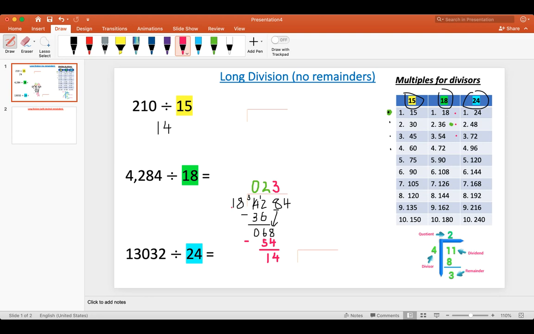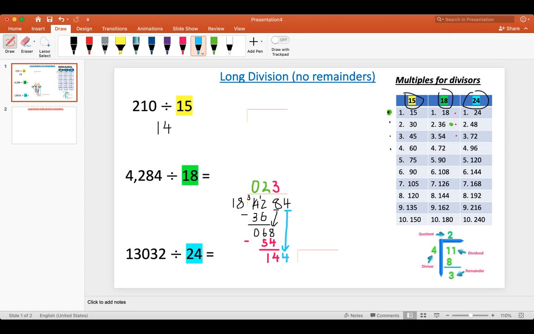How many groups of 18 can I make from 14? Well, I can't do any. So I'm now going to slide this next digit. So this little digit's on its own at the moment. It's got nothing to do. So we're going to slide it down. It's his time to shine. Down to center stage. So bring the 4 here. We've now got a new number of 144.